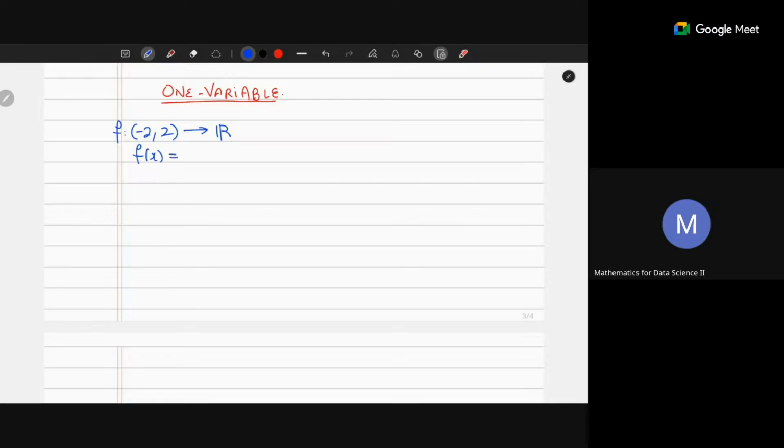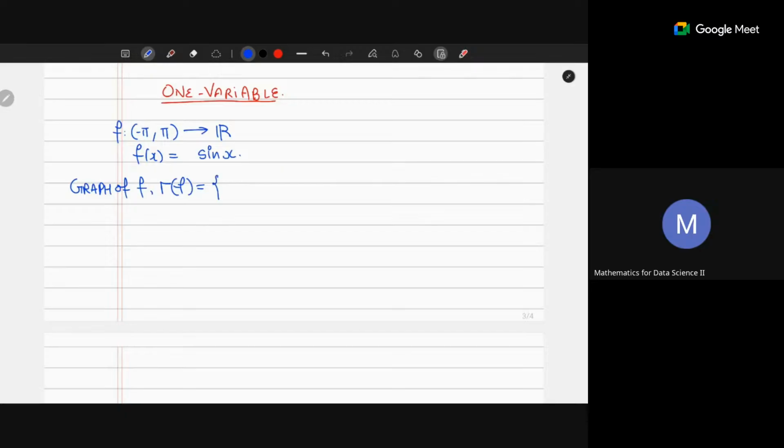Let's say my function is defined to be f(x) equal to, let's say, sine x. All right, better to take the domain to be minus pi to pi. Okay, this looks better. Okay, so suppose this is my function sine x. So now if I draw the graph of this, so what is the graph of f?